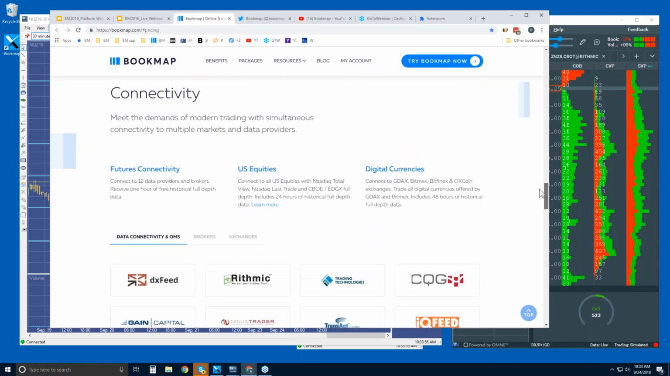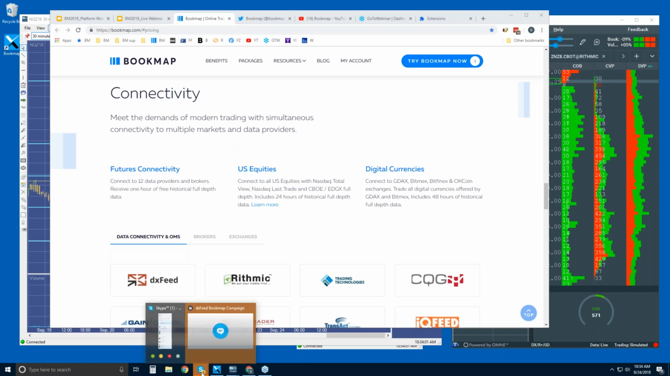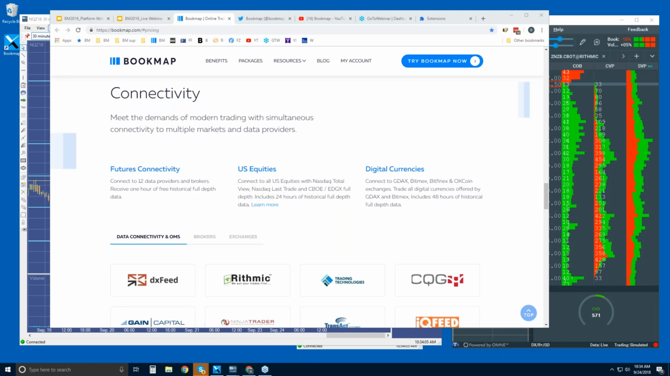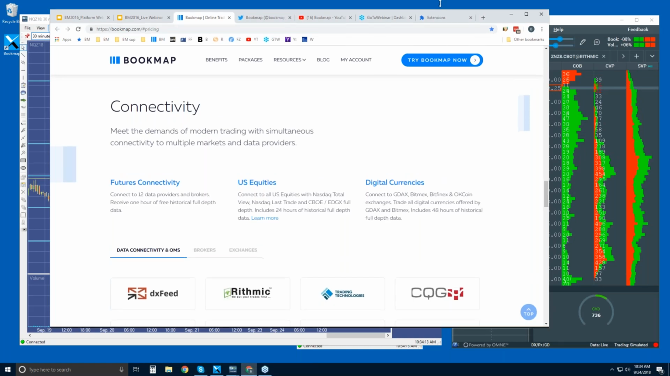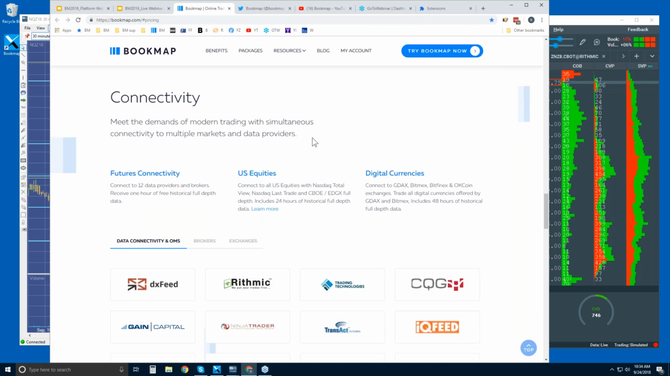And then connectivity. This is how you connect Bookmap to the live market. This is important here because like I said before, we're not a broker nor data provider. We connect though to three different markets: futures, US equities, and digital currencies. Now, the data for digital currencies is free, so there's no need to pay for that. However, for US equities and futures, you will need to provide the data, either from your broker or data provider. Here's how you connect.